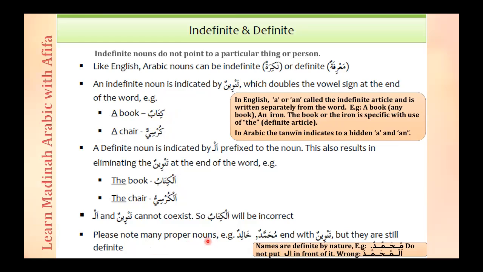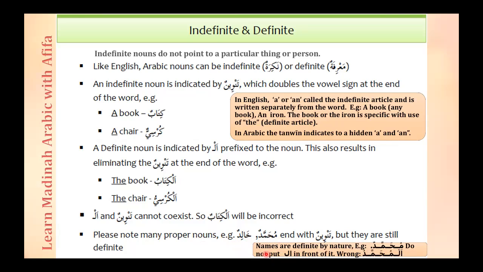Now, here's an exception, which is the proper names. For example, masculine names, Khalidun, Muhammadun. Yes, they end with tanween. But in this case, this tanween is not indicating indefiniteness because these are names and names are always definite. When you are talking about Muhammad or Khalid or someone specific, by nature, it is definite. They are specific. So by nature, they are definite.